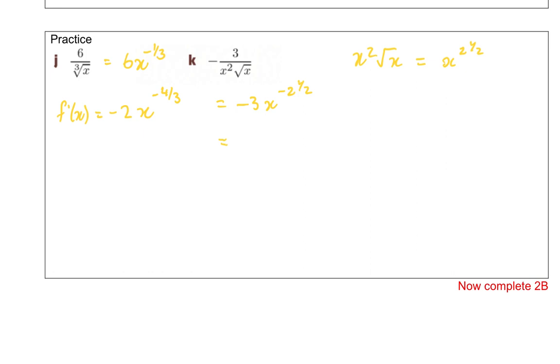Now that one is easy to differentiate. Bring the power down. So that gives us 7.5 x to the negative 3.5. And I'm not even going to try and put that into alternate form. That is fine.